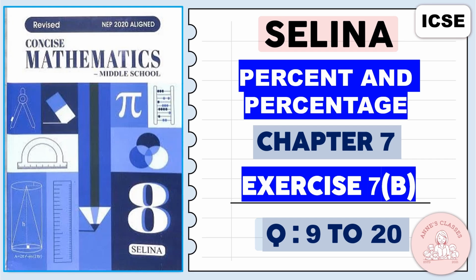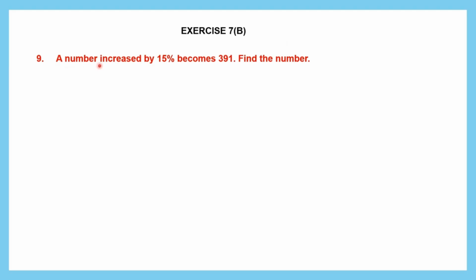Let's do percent and percentage chapter 7, exercise 7b. Question 9. A number increased by 15% becomes 391. Find the number. So this number we don't know. So let's consider the required number to be x.